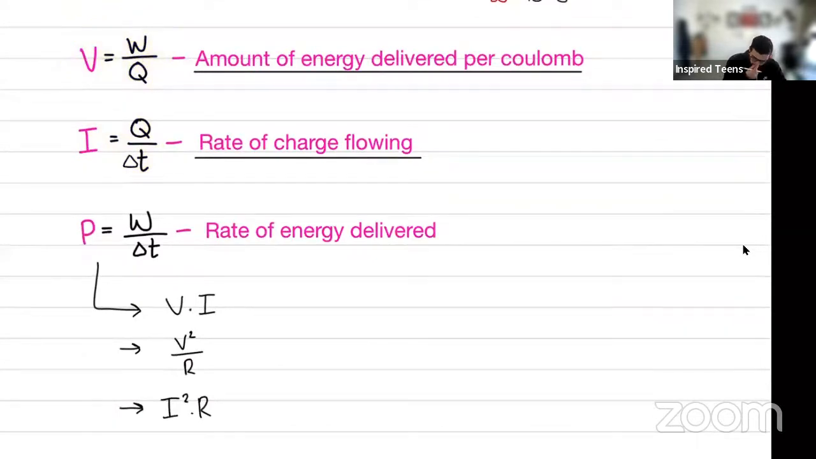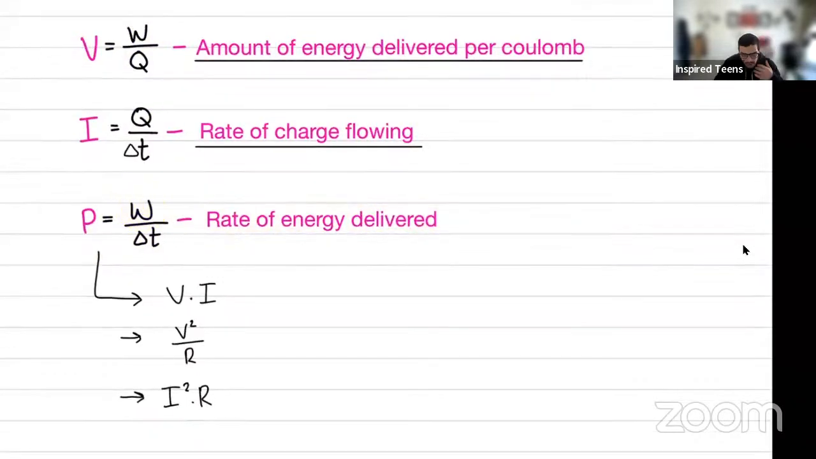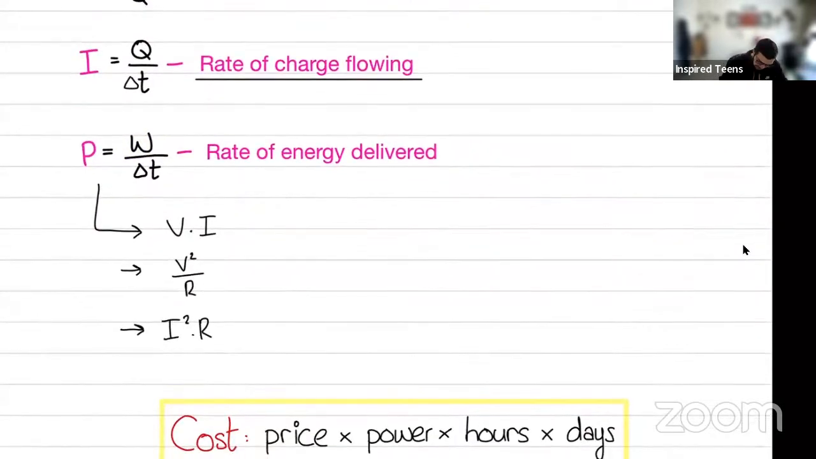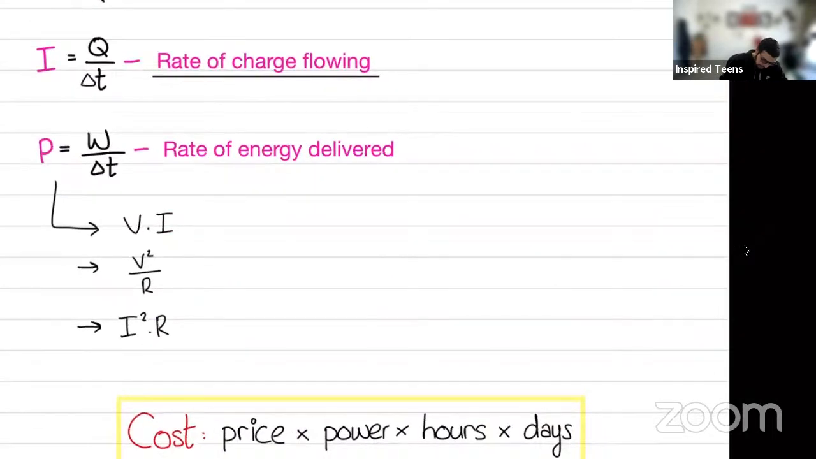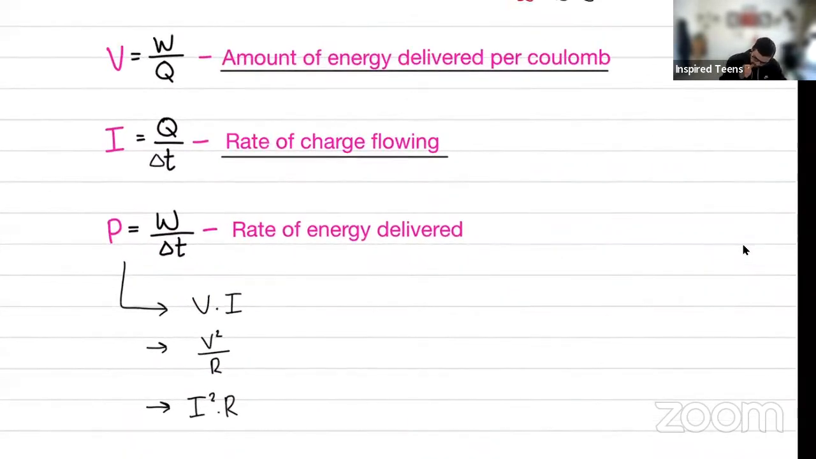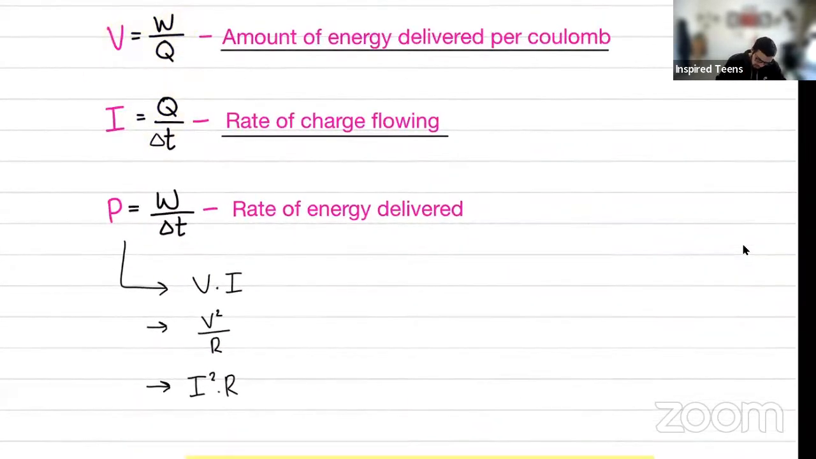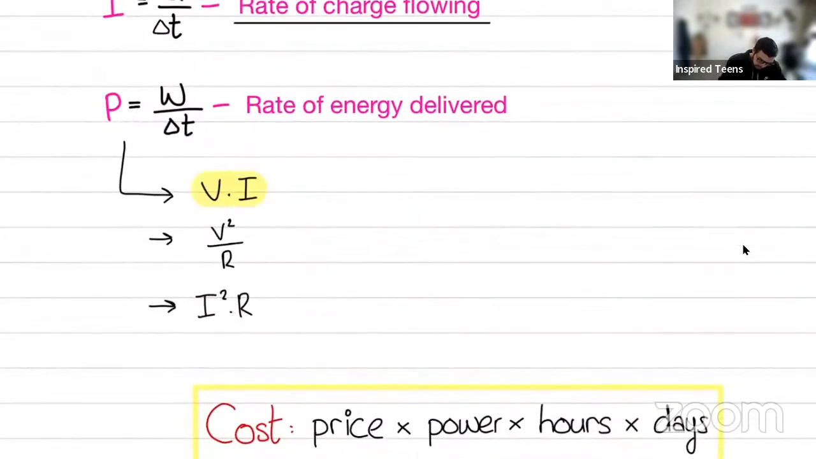Let's have a look at power. Power is equal to W over delta T. This is the rate of energy delivered, or the rate of change of work done. Power also has other formulas, because if we rearrange these in different ways, we can get a power formula as V times I, V squared over R, or I squared times R. So these are all formulas for power: W over delta T, V times I, V squared over R, I squared times R. These are all given in the formula sheet.